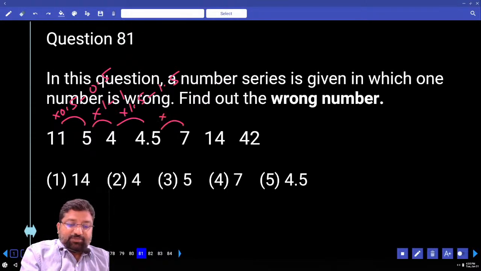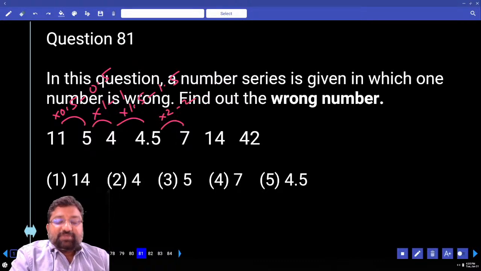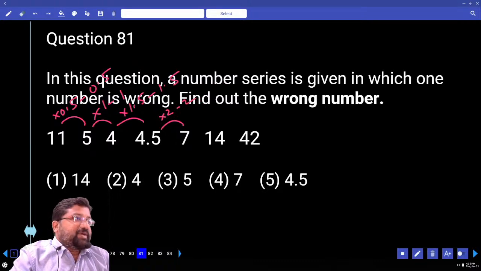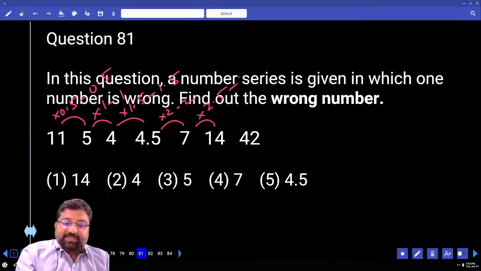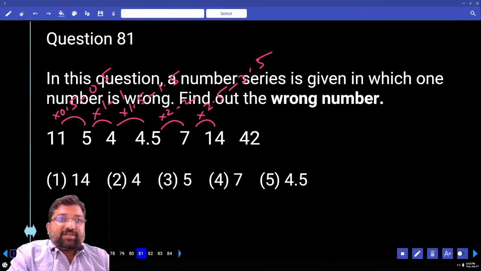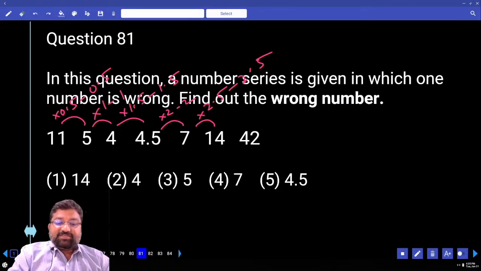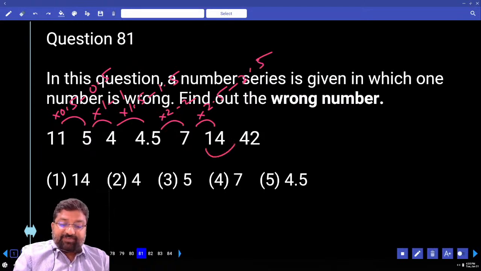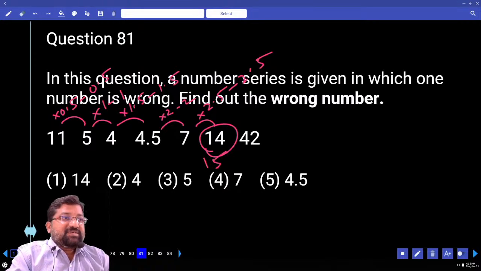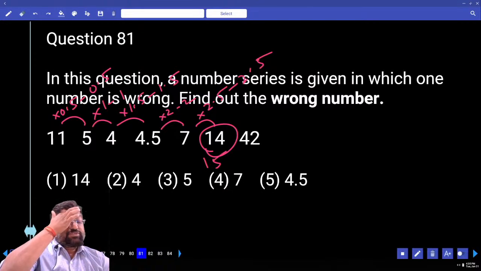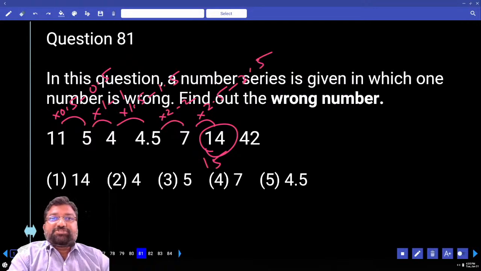Next is what? Into 2 minus 2. What is 4.5 into 2? 9. Minus 2, 7. Into 2.5 minus 2.5. 7 into 2 is 14, half of 7 is 3.5. 14 plus 3.5, 17.5 minus 2.5 is how much? 15. But what is there is 14, which is the wrong number. Understood?